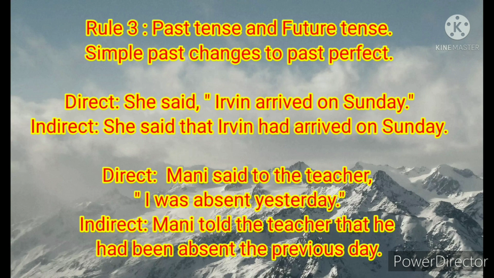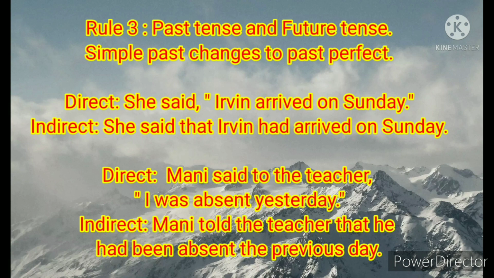Look at the example, direct speech. She said, Irwin arrived on Sunday. Here, in the reported part, the verb is arrived. It is simple past tense. It changes into had arrived, that is past perfect. Okay, so simple past tense changes to past perfect tense. Indirect speech is she said that Irwin had arrived on Sunday.